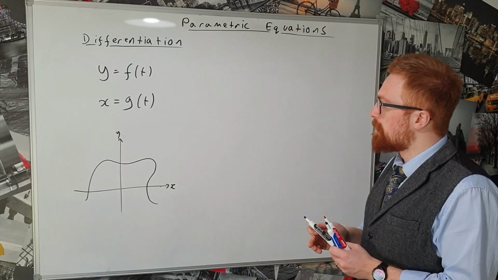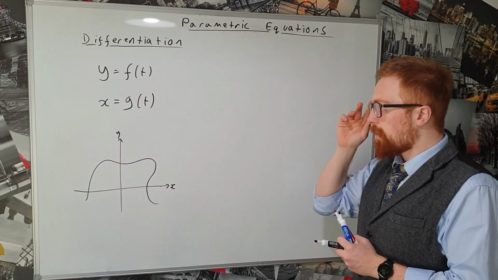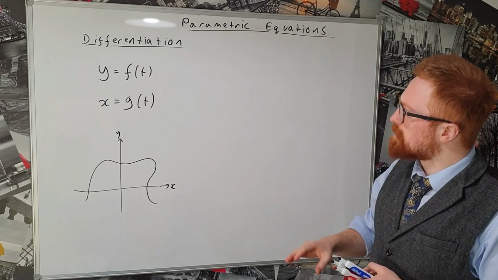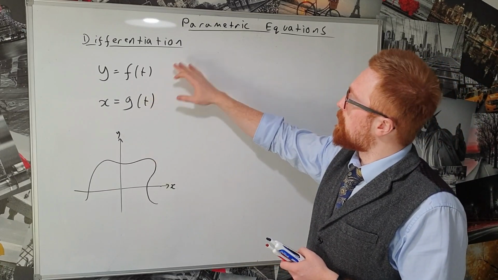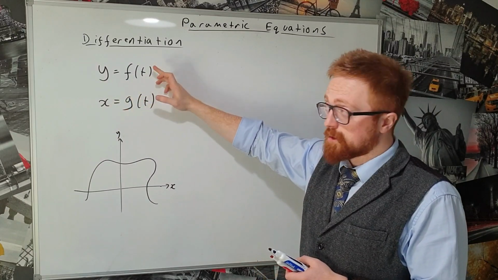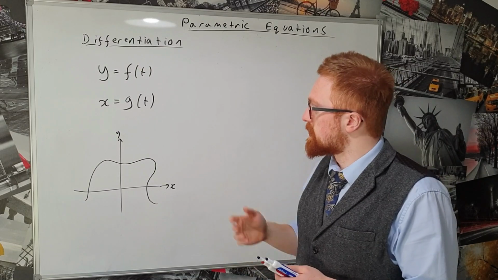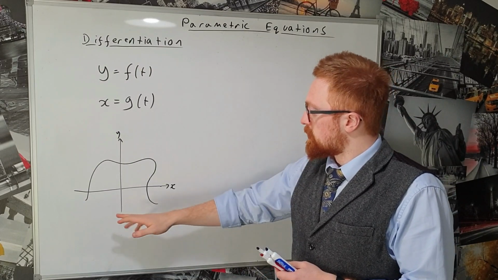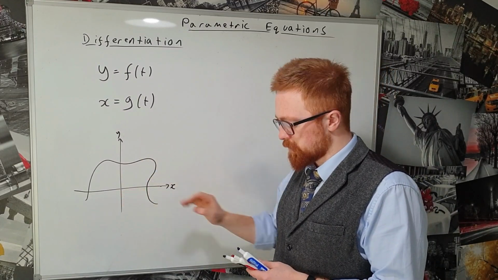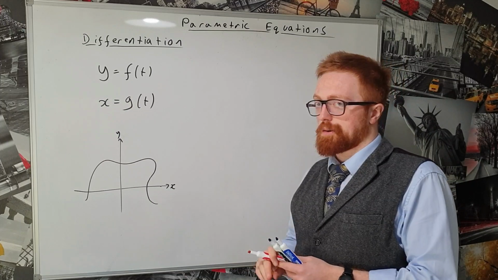Hi there. In this video we're going to look at how we differentiate parametric equations to find the gradient at a given point. So you might recall that parametric equations are given where y is some function of a parameter, in this case t, and x is also some function of a parameter, in this case t. So I've drawn a quick sketch of what one of these curves might look like. Obviously this works generally, but it just helps to visualize what's going on.